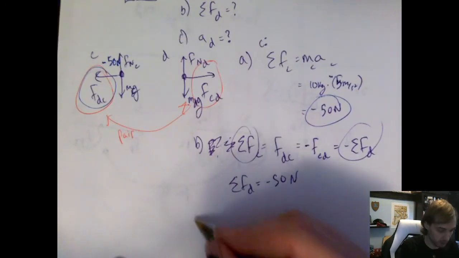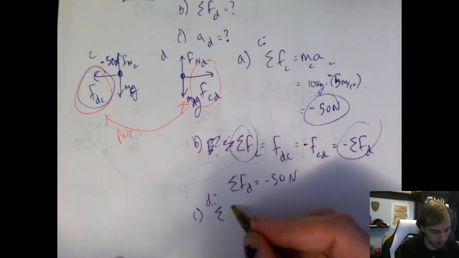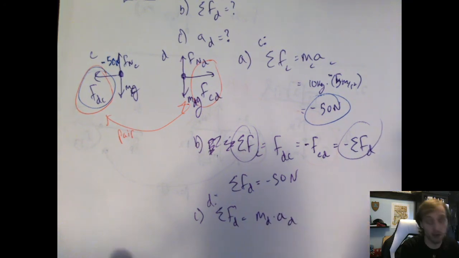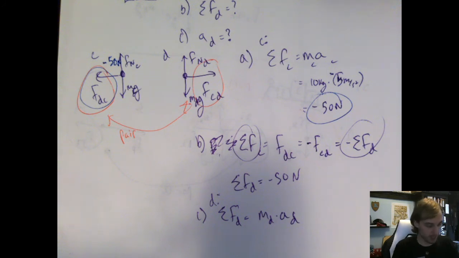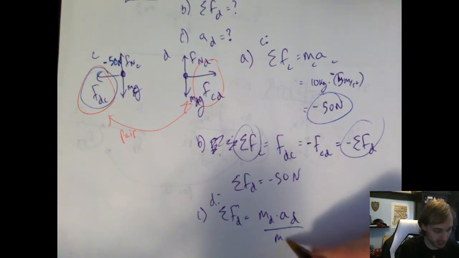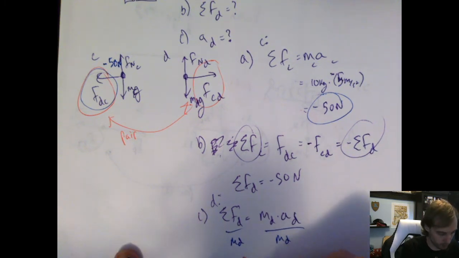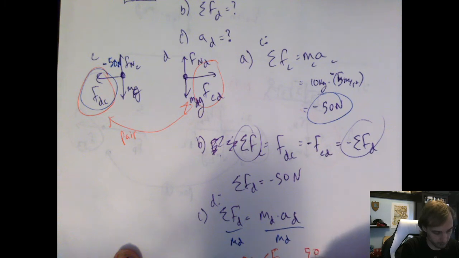And that's really useful because using that same equation of net force, this time for the dog, the net force on the dog is equal to the mass of the dog times the acceleration of the dog. I can find the acceleration of the dog just by dividing each side by the mass. So my final answer will be that my acceleration for my dog is equal to the force on the dog divided by the mass of the dog, which will be 50 divided by 20, which gives us 2.5.